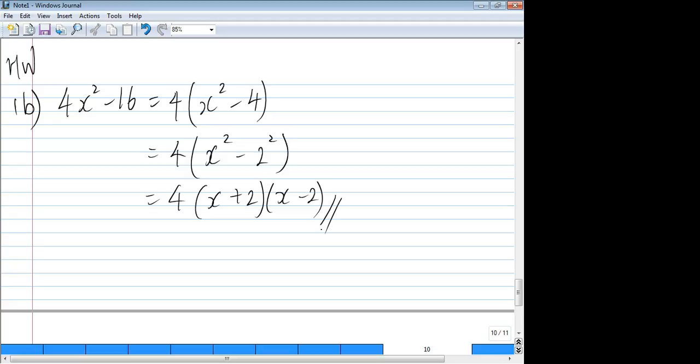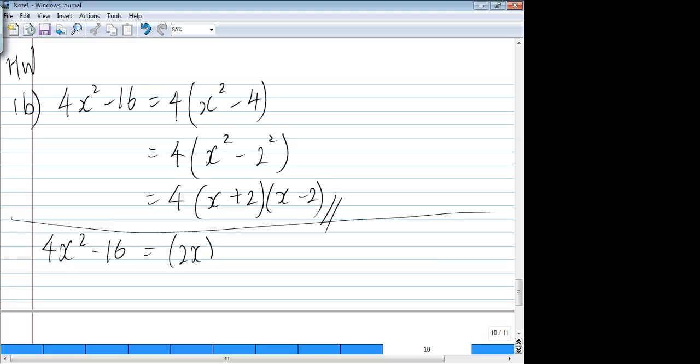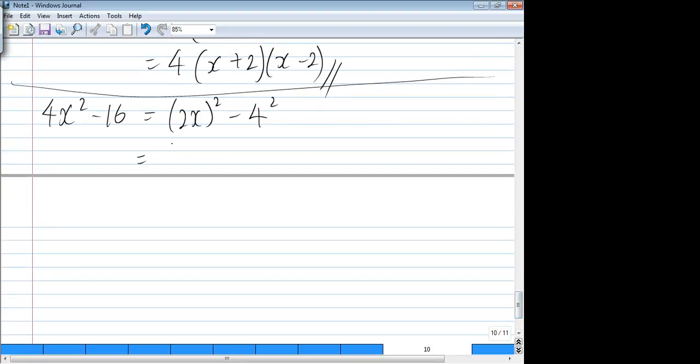Okay? Now, I am going to show you what some students may have done. This is what some of you may have done. 4x squared minus 16. And you realize that, hey, 4x squared is actually 2x squared. And 16 is 4 squared. Then, hey, I can use my a squared minus b squared directly, isn't it? Okay, so what do I get? This is equals to 2x minus 4 times 2x plus 4. Am I done? Not yet, because I can still factorize.